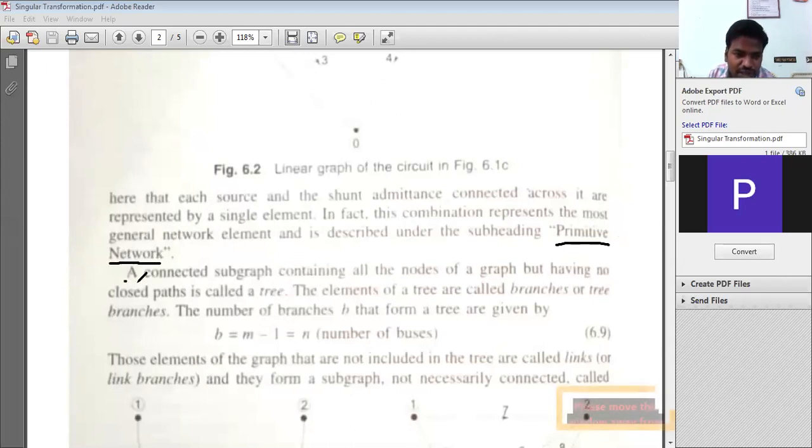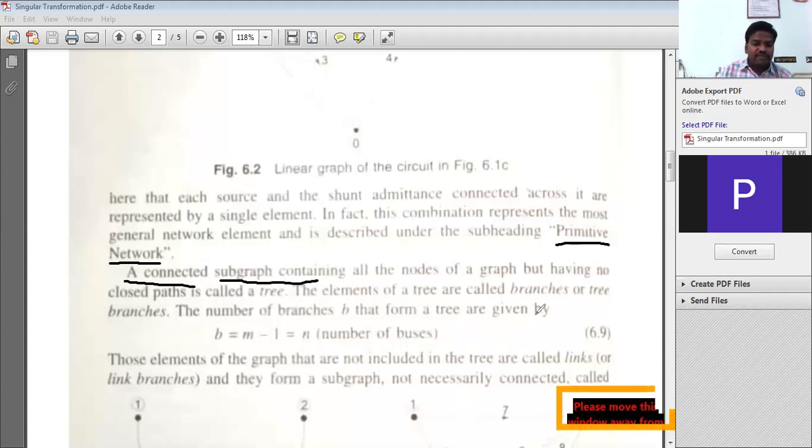Okay. Next, a connected subgraph containing all the nodes of a graph but having no closed paths is called a tree. So if you consider a graph, and in that particular graph you do not have any closed path, then you can call that a tree. And the number of elements of a tree are called branches or tree branches.